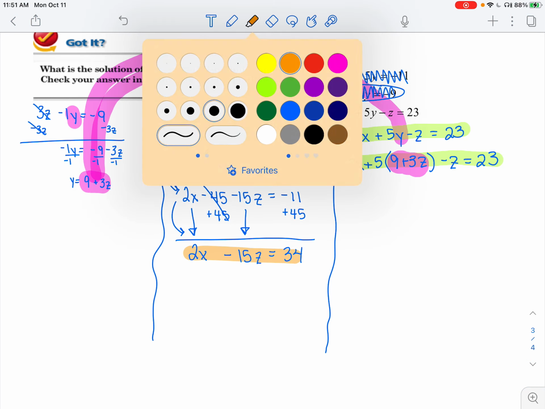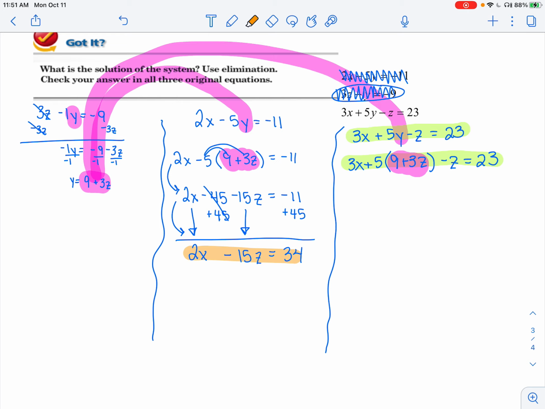Just like in the middle column, the orange equation still existed. I simply put in the y's for it and simplified it.